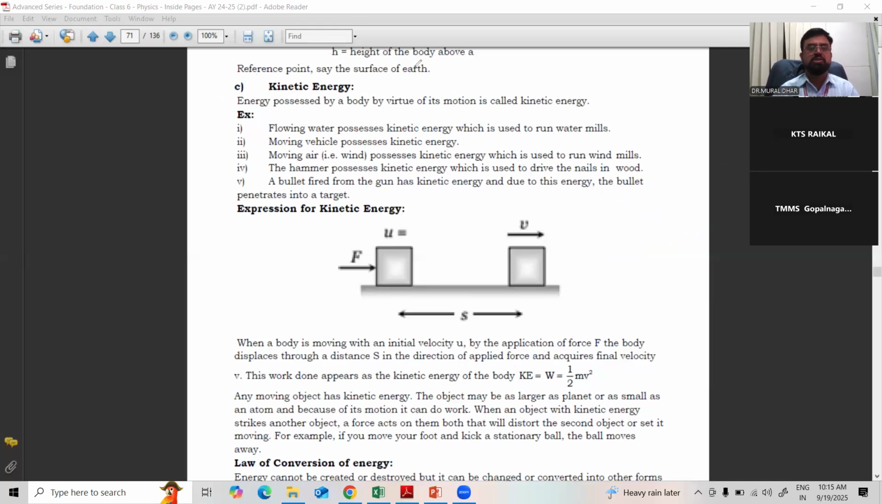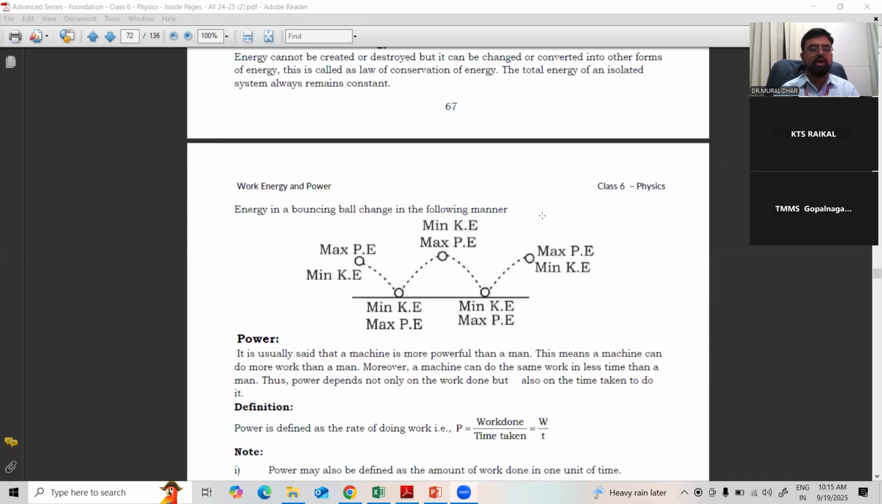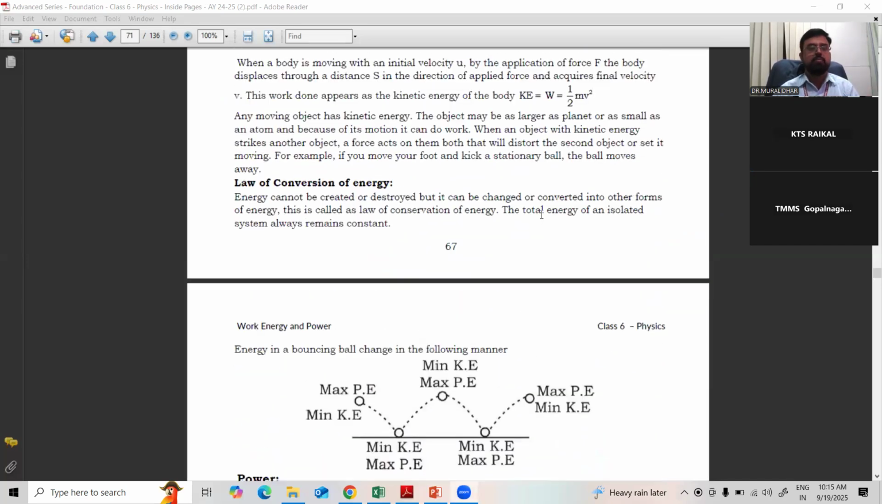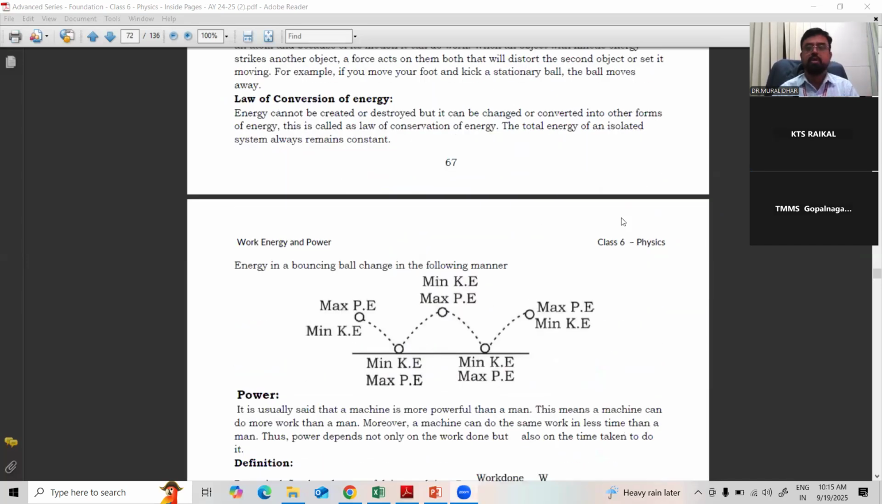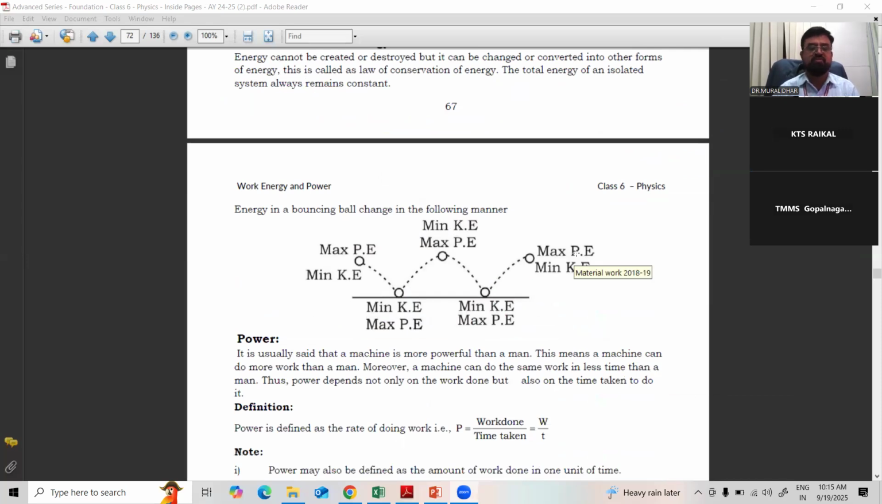Clear? So this is about simple energy. Of course there is a continuation. When the law is there, then we'll enter into power. But before that, let me check with the video. One video I'll show you about the energy, types of energies. You see the video, then we'll move to the law of conservation of energy.